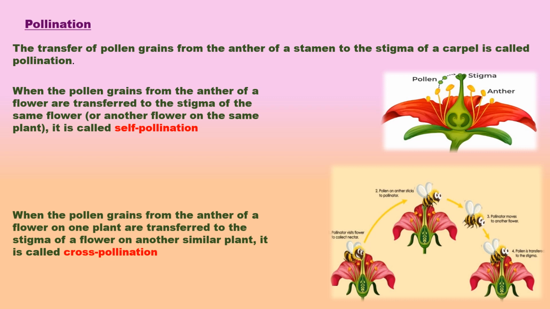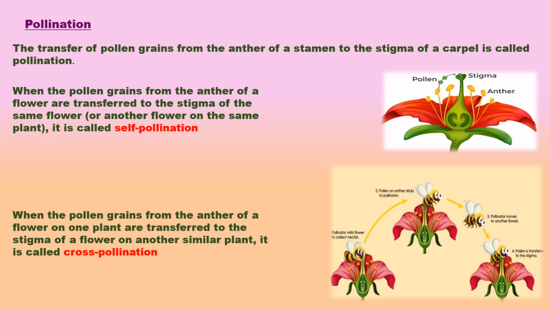Pollination. The transfer of pollen grains from the anther of a stamen to the stigma of a carpel is called pollination. Thus, pollination is said to take place when pollen grains are carried from the anther to the stigma of the flower. Pollination is done by insects, like bees and butterflies, birds, wind, and water. Pollination can occur in two ways: self-pollination and cross-pollination.